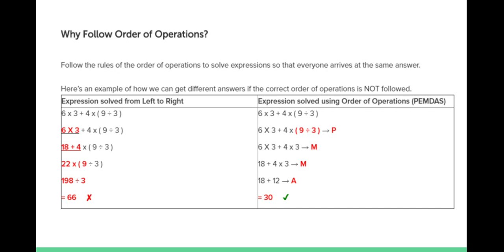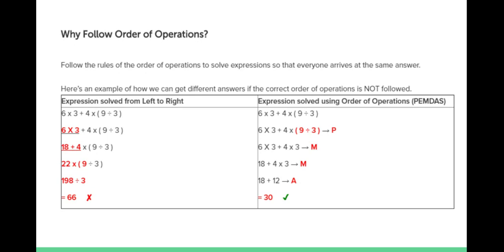If you look at the right side, they did follow the order of operations. So they did their parentheses first, which you will learn about later. But it is a division problem. So they divided first. So 9 divided by 3 was 3. So their new equation was 6 times 3 plus 4 times 3. Now they're going to do the first set of multiplication. So 6 times 3 is 18. They did not do anything to plus 4, and they did not do anything to times 3, so they just bring that down.